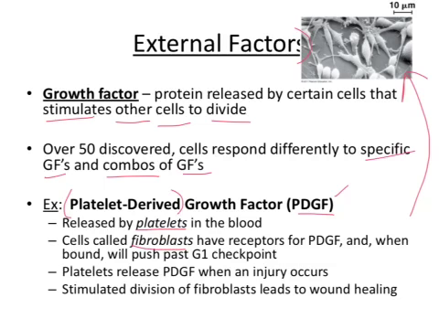Fibroblasts have receptors for this platelet-derived growth factor. And when those receptors get bound by platelet-derived growth factor, fibroblasts are sent through that G1 restriction point and are told to divide. So, if you cut yourself, the platelets in your bloodstream will release a bunch of PDGF as soon as that injury occurs.